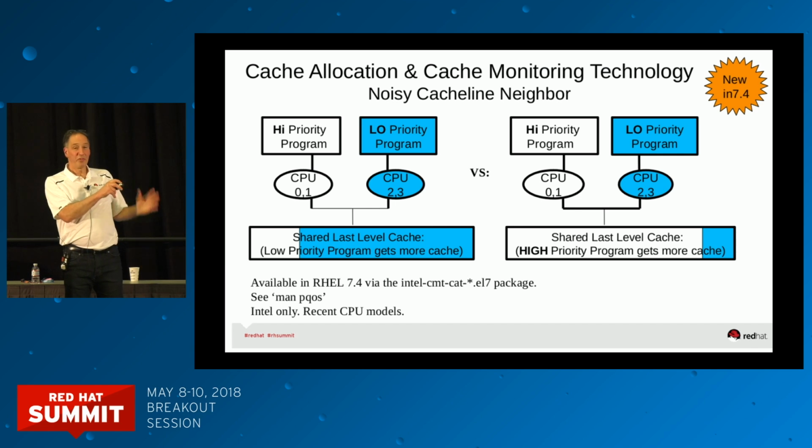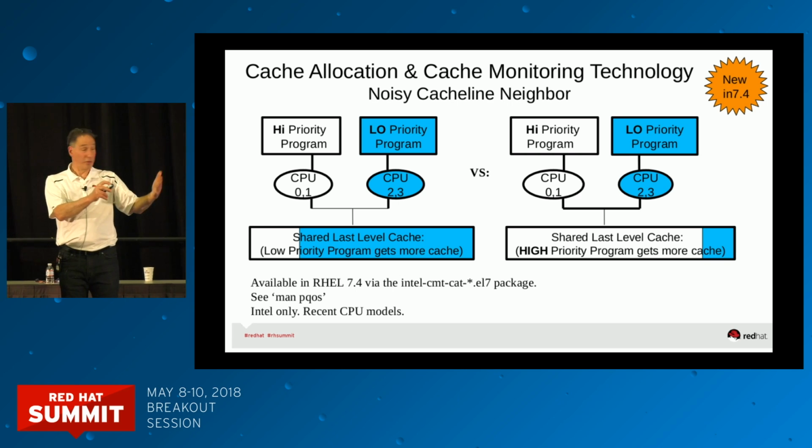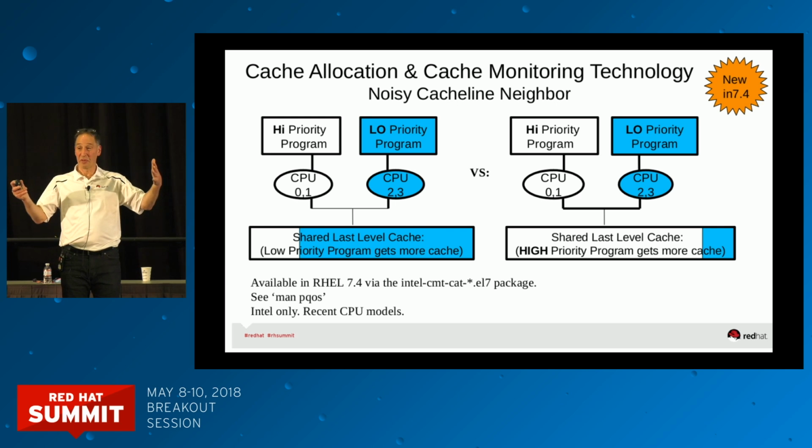So with this technology, you can say, hey, low priority program, I don't care how fast you run. You might be doing backups or something. You get a tiny fraction you can specify of the last level cache. And then your high-priority program has the bulk of the last level cache. Its data stays there, and it runs a lot faster.